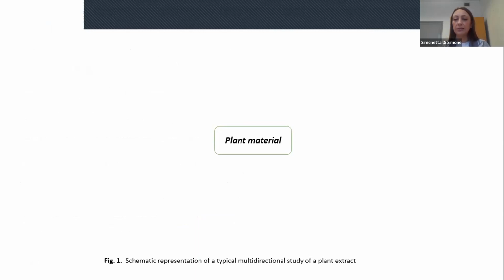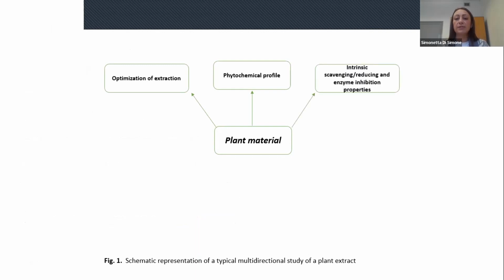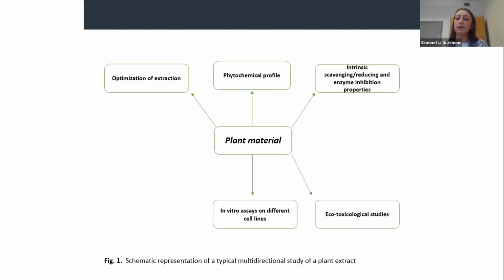a new plant extract. So the first step is optimization of extraction, followed by the determination of the quality and the quantity of bioactive compounds, and an investigation of intrinsic scavenging and enzyme inhibition properties. All this before proceeding with the intended biological testing. So the biological investigation consists in preliminary eco-toxicological studies, followed by in vitro assays on different cell lines under different conditions, and ex vivo studies on tissues.